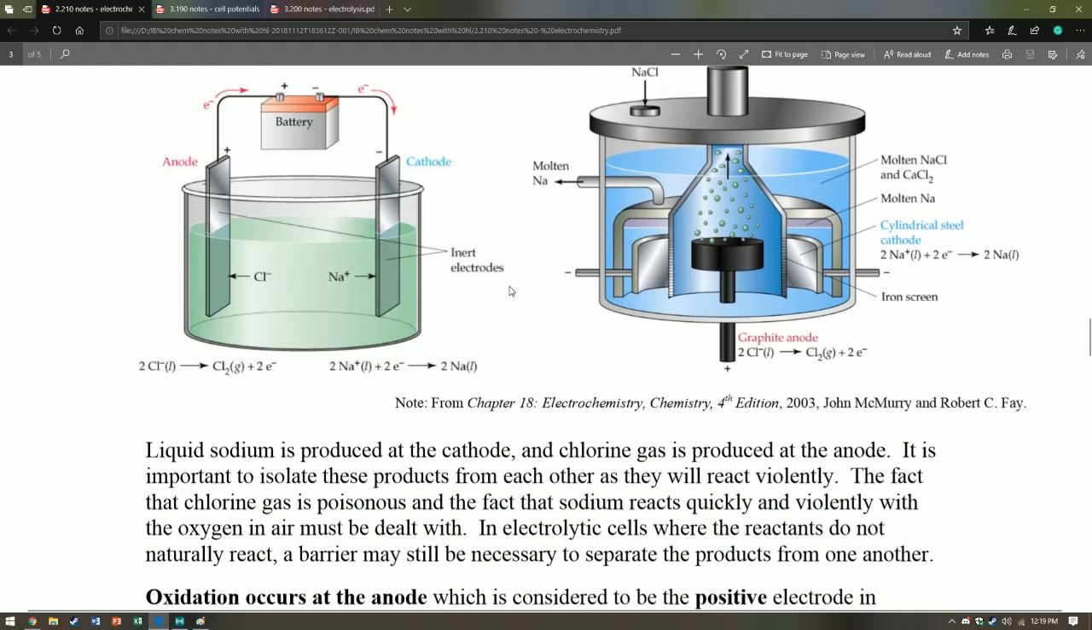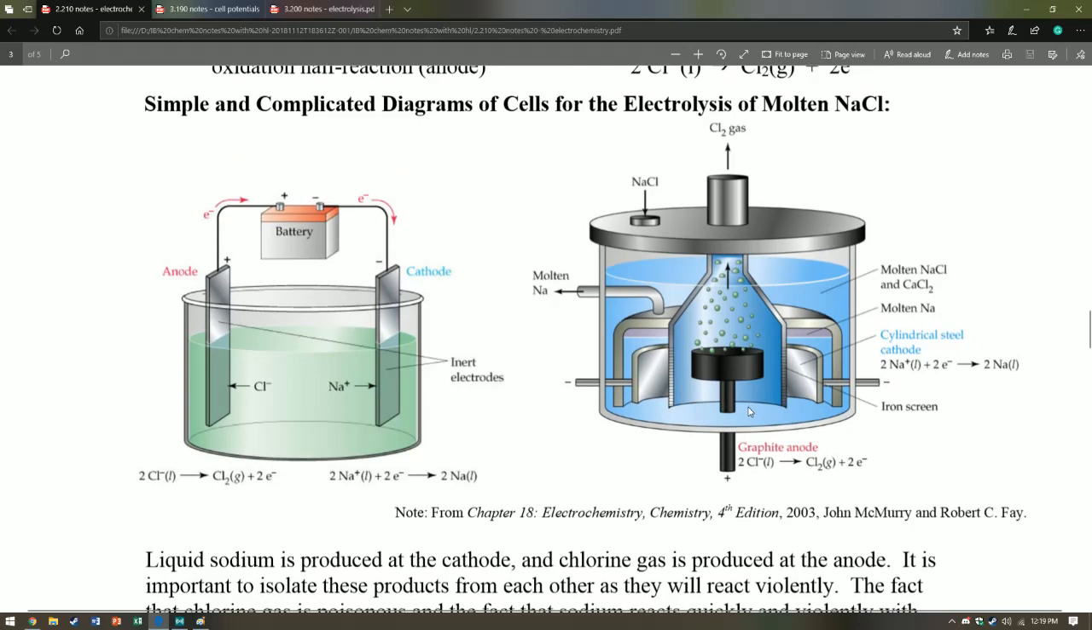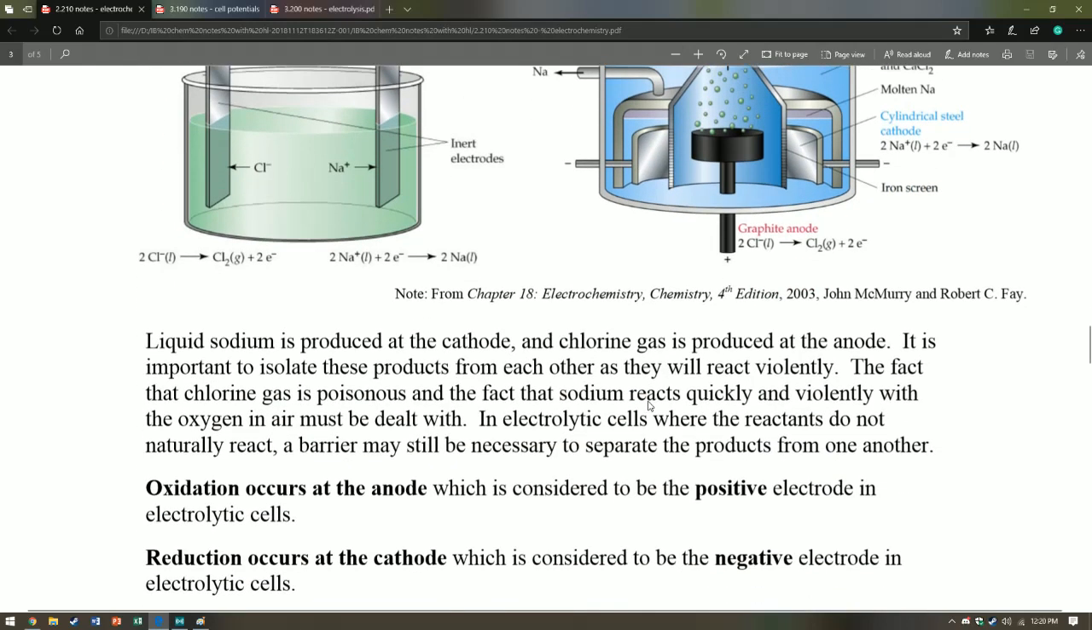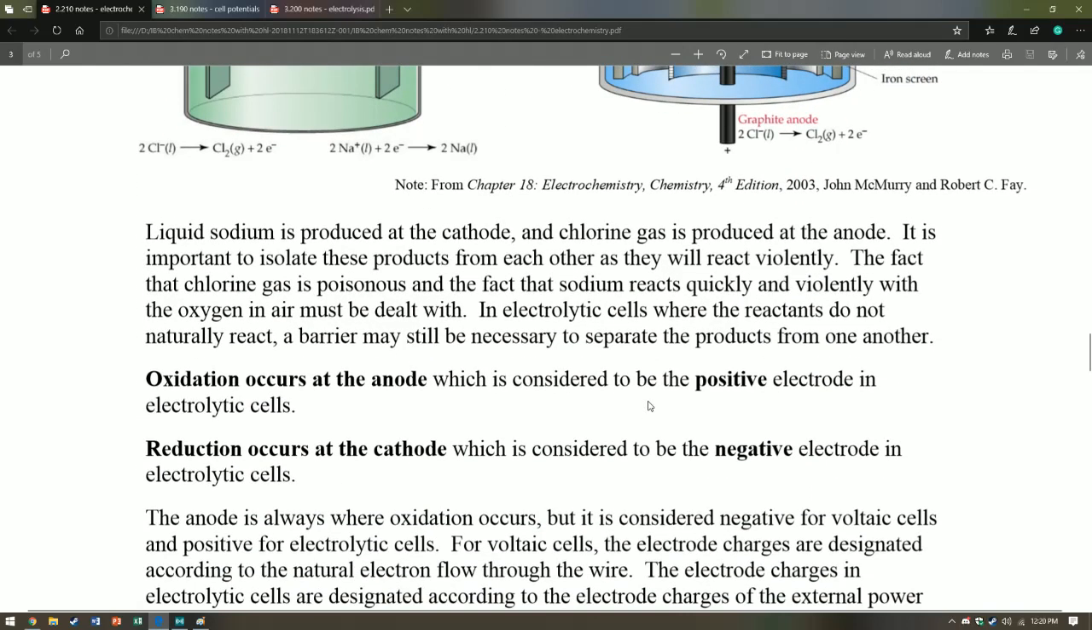Here's a bit more complicated diagram, and one that you would probably use in industry. So here you have an anode. Here you have a cylindrical steel cathode. All right, as I was saying, here's the cathode, here's the anode. You bubble Cl2 gas out of here, and you pump out your molten sodium out here. Here's where you put your sodium chloride. And yeah, that's sort of how it works at an industrial level.